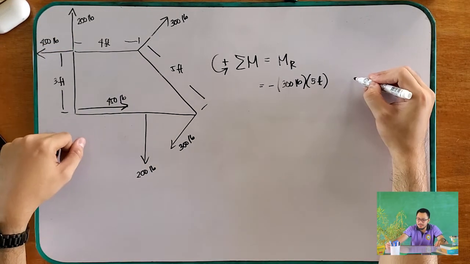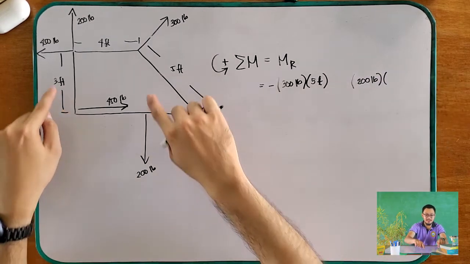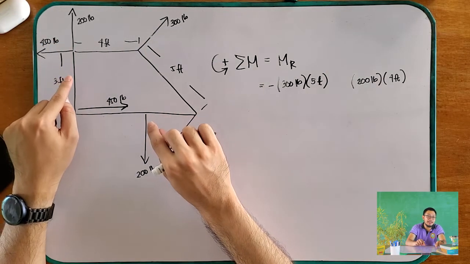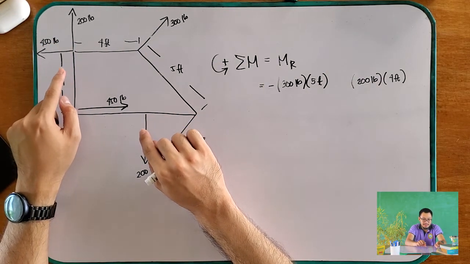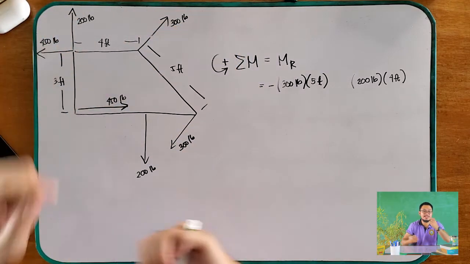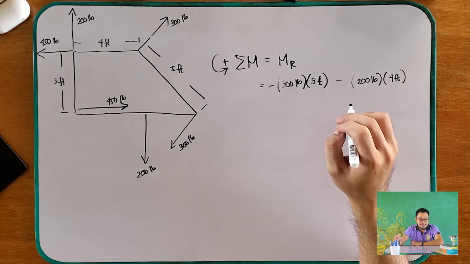Next, couple number 2, which is 200 pounds. So, let us put 200 pounds times the distance of the two forces, which is given as 4 feet. Does this create a clockwise direction or counterclockwise direction? It is the same here. So, therefore, it creates a clockwise direction still. So, negative again.